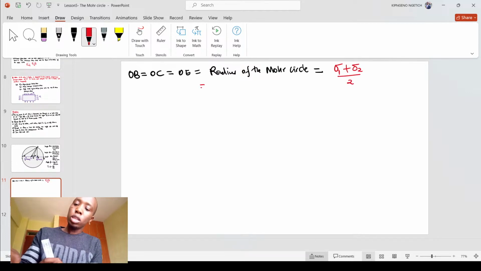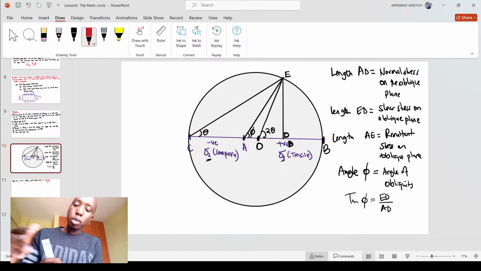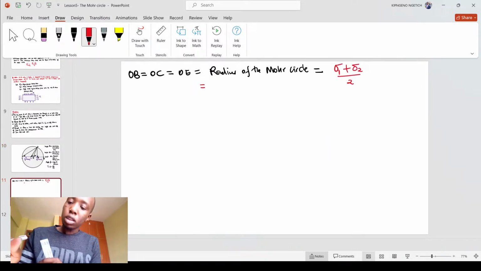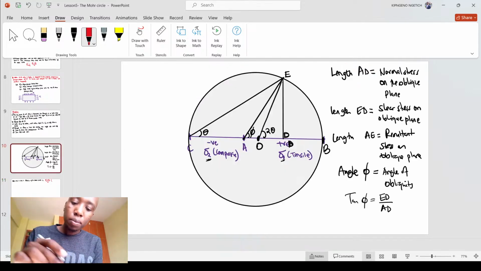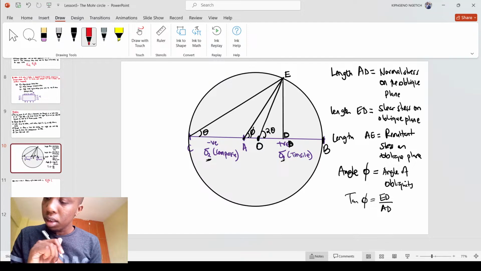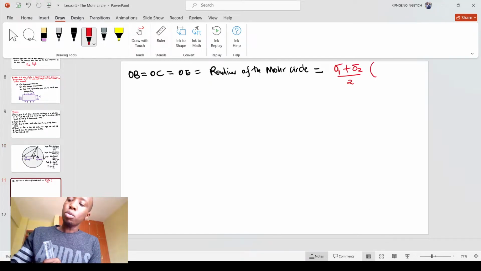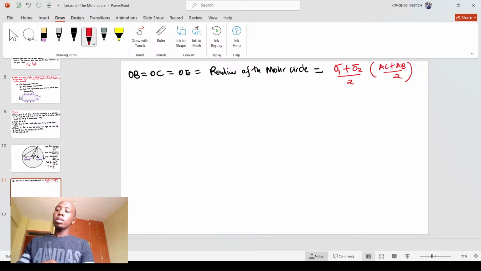We obtain that by saying, let me give it in bracket form. We obtained it by AC plus AB over 2.